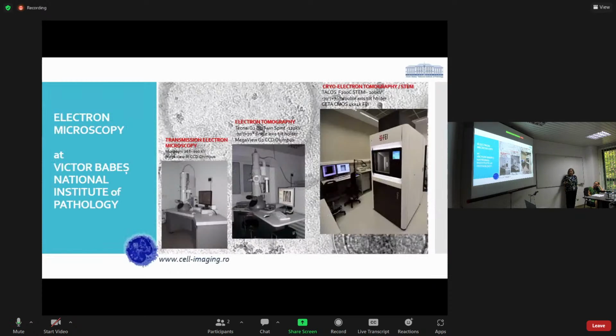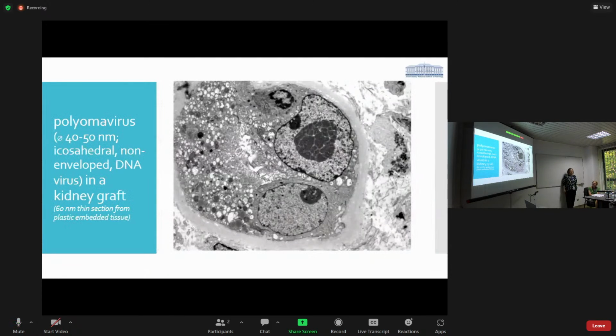We have 3 types of microscopes in the Victor Babeș Institute, the institute built for Victor Babeș, in fact, when he came to Romania. We have a small one we use for diagnosis, mostly kidney biopsy diagnosis, and 2 other more complicated ones, one with cryo capability. Our experience is not quite large with viruses or infectious diseases, mostly with kidney diseases.